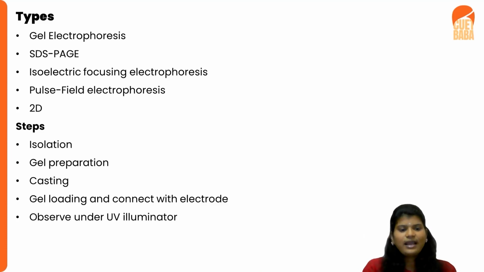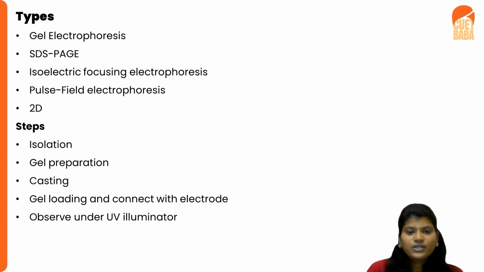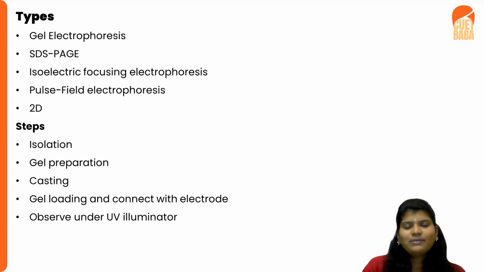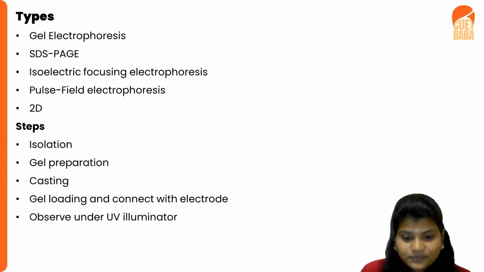After the sample run, we can observe under the UV illuminator. The sample has to be observed under the UV illuminator or the gel doc. It will reflect how many bands have been formed and what kind of weight the sample has. So we can easily observe with the UV illuminator. These are the steps common for all the electrophoresis. It will change a little bit for separate kinds of electrophoresis. We will see that.